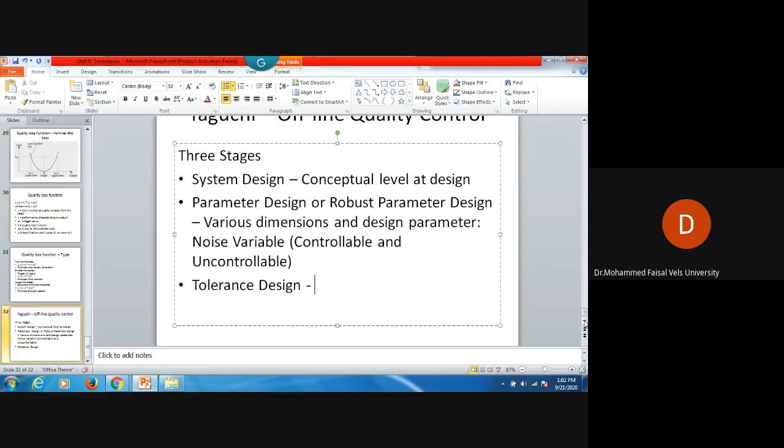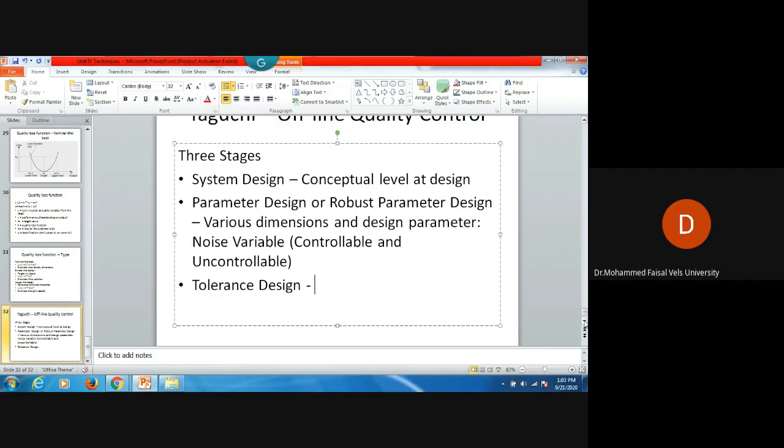Then the next stage is you try to design the parameters. Once you design the parameters completely, you go for identifying the variation in terms of noise variables, controllable variables, and uncontrollable variables. Once you complete the parameter design, then you go to the next stage, where you try to find the effects of parameters on performance.